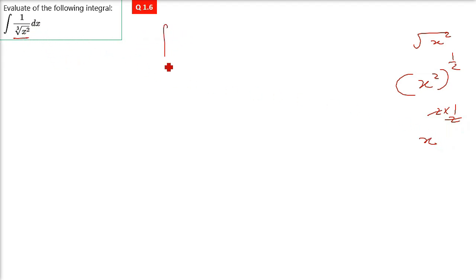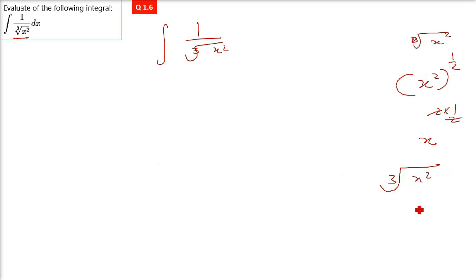But the scenario is different here. I'll just show you. 1 by cube root of x square. The things have changed here. I'm just saying that under root 3 is there. It can be under root 4, under root 5. So it can be nth root. It can be any n. I told you about 2. The question is about 3, but it can be any n. So the third root of this x square, what do we get?